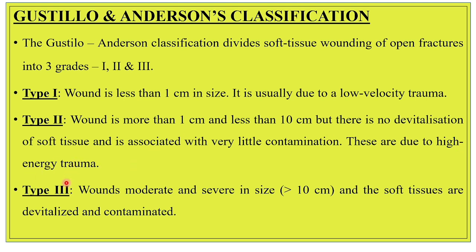And the last is type 3 or grade 3 classification, in which the wounds are moderate to severe in size, that is greater than 10 centimeter, and the soft tissues are devitalized and contaminated. So in grade 1, the wound will be less than 1 centimeter in size, due to low velocity trauma. Grade 2 is more than 1 centimeter and less than 10 centimeter in size, with very little contamination, and occurs due to high energy trauma. And grade 3 is a moderate to severe wound, greater than 10 centimeter in size, and the soft tissues are devitalized and contaminated. So these are the Gustilo and Anderson classification.